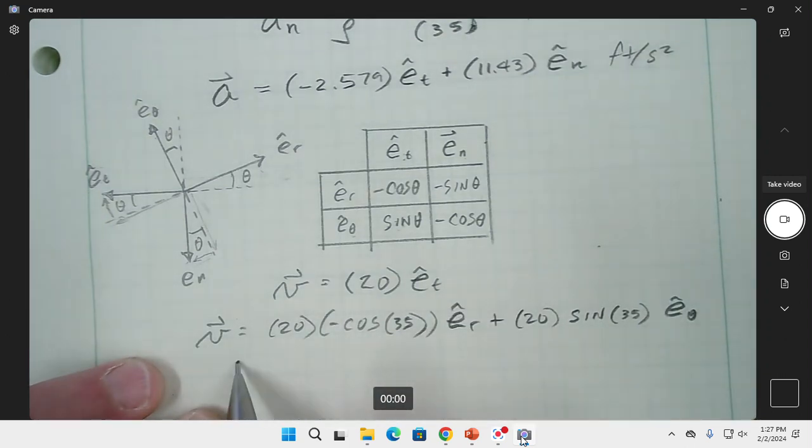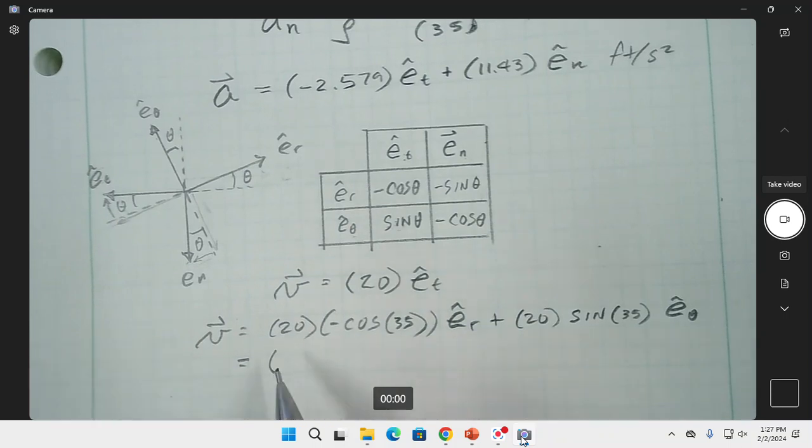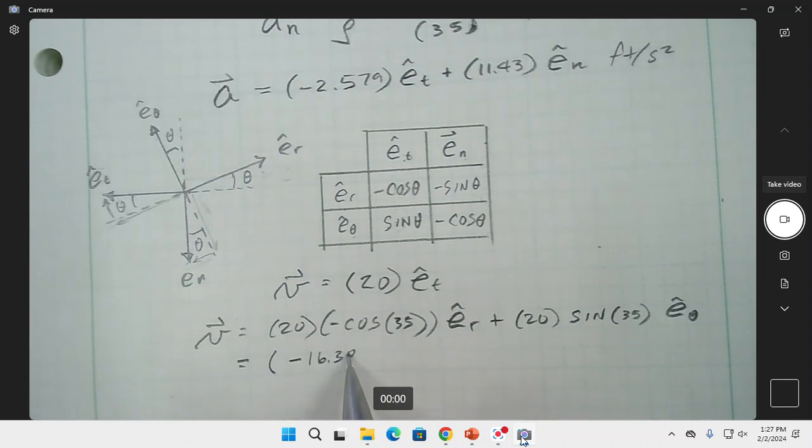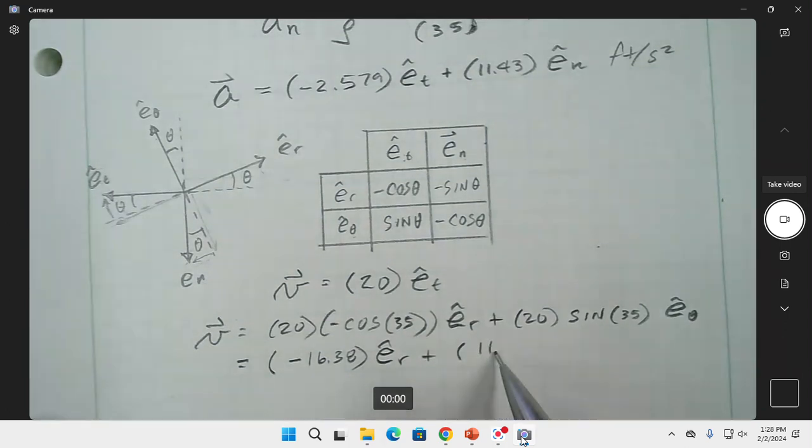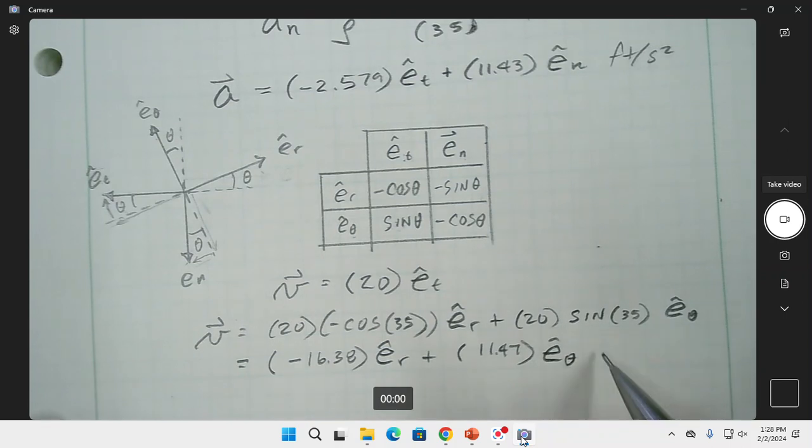So when we do the math and get this out, we'll get a negative 16.38 E_R plus an 11.47 E_theta. These are still feet per second.